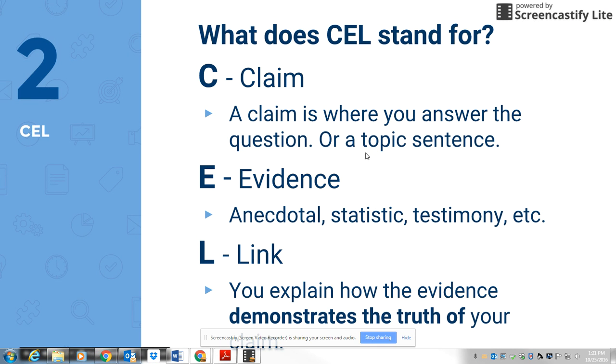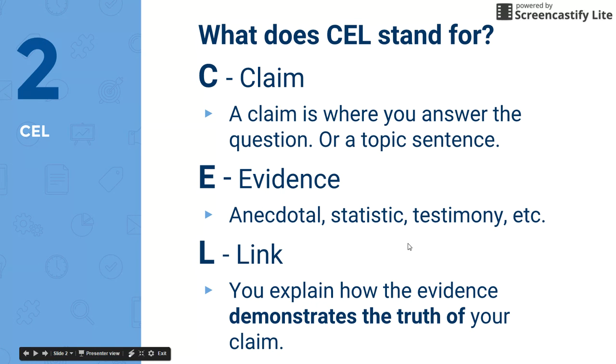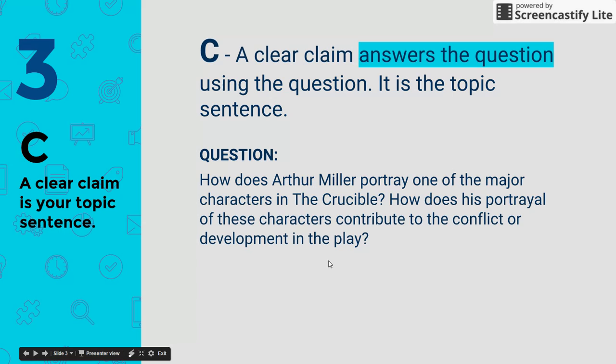So what does CEL stand for? C stands for claim. A claim is where you answer the question. E stands for evidence, anecdotal, statistical, testimonial. In this case, for The Crucible, you'll just be using literary evidence, or just evidence from the text. And L stands for link. You explain how the evidence demonstrates the truth of your claim. So you have C, E, L, and this is what your body paragraph should look like.